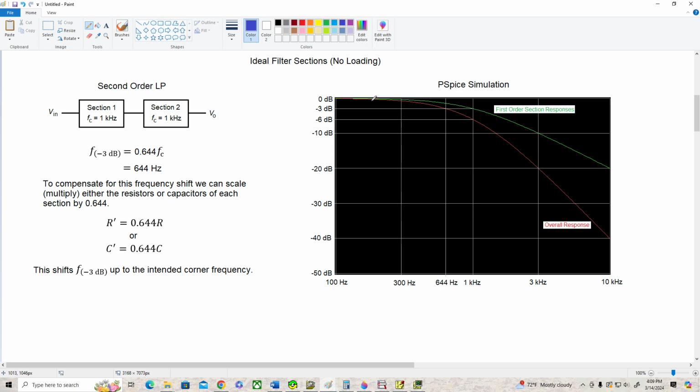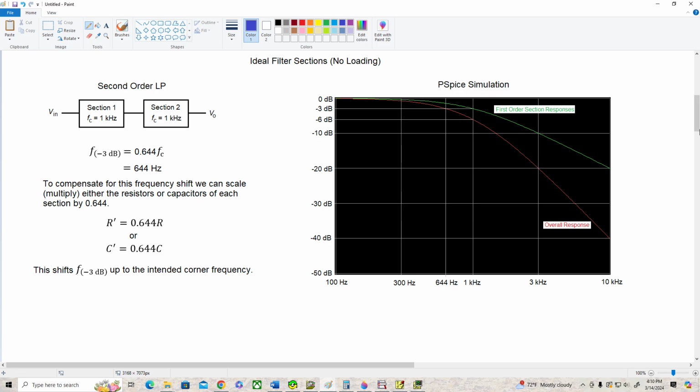So if we wanted to correct this red curve and shift it over so that it was down 3 dB at 1 kilohertz, we would either multiply all resistors in the filter by 0.644 or multiply all the capacitors by 0.644. But we wouldn't do both. We pick one or the other. Doing either one of these operations will take this red curve and shift it over so that its 3 dB frequency is 1 kilohertz.